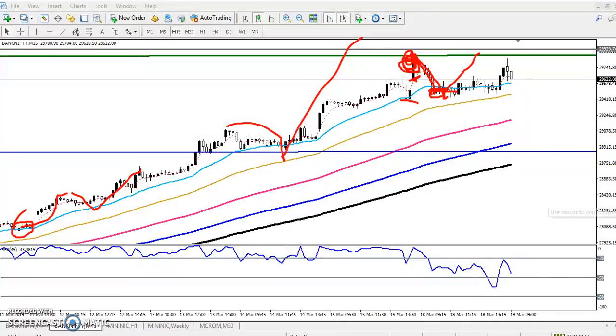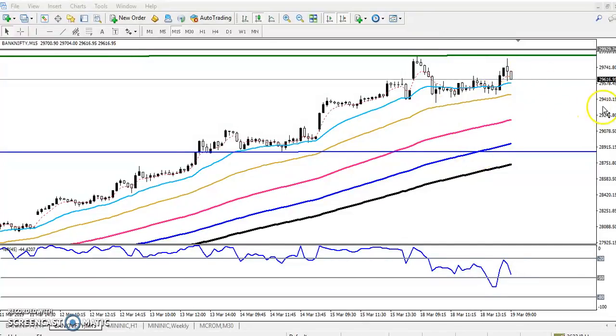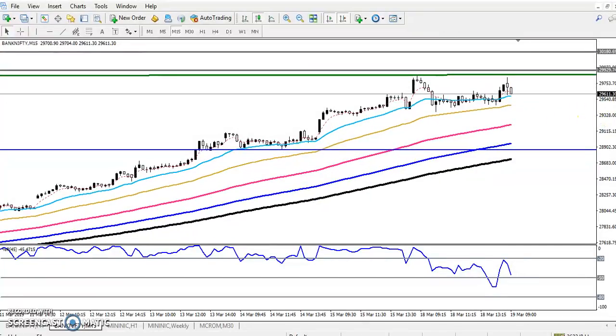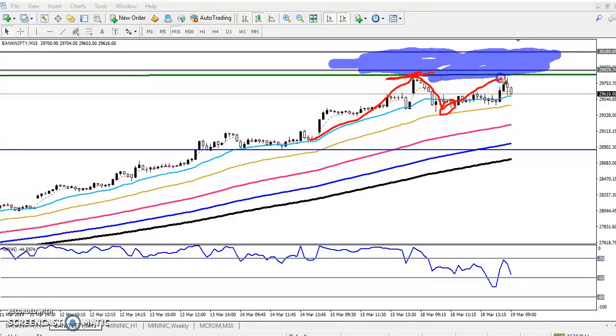Right now, one thing you can see here: this is a resistance line, right? We have seen this is a buffer zone. Let me draw here. This is a strong buffer zone. Now you can see the price first bounced from the 20 moving average. Again, it is trying to bounce from the 20 moving average, but it is not able to break this previous higher point.